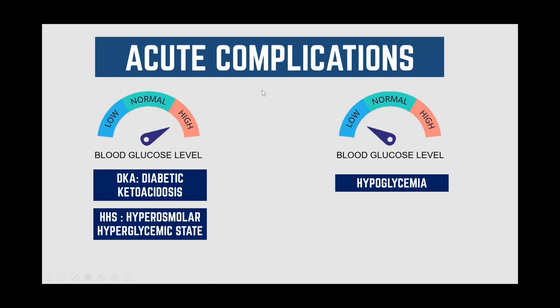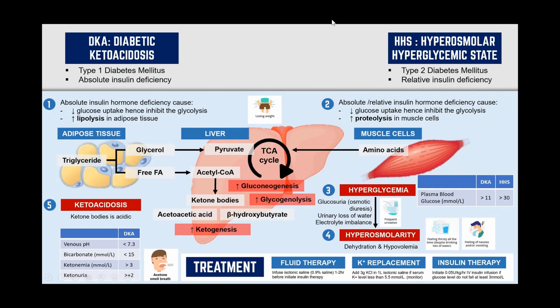Let's continue the second part of the lecture. In this part, we will cover the acute complications of diabetes mellitus as well as managing diabetics during fasting. Basically, the acute complications of uncontrolled sugar may cause hyperglycemia, which are DKA and HHS, as well as incidents of hypoglycemia. The main difference between DKA and HHS is that DKA mainly occurs in type 1 diabetes mellitus and HHS in type 2 diabetes mellitus.